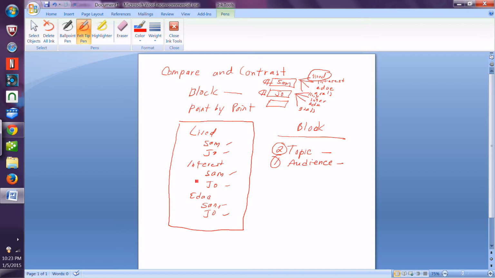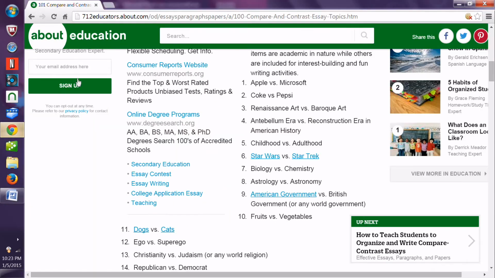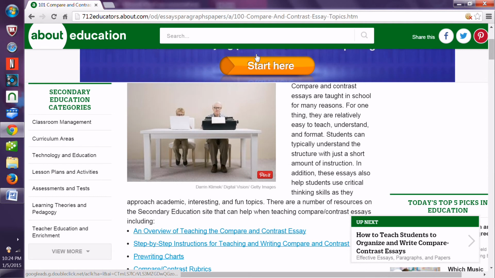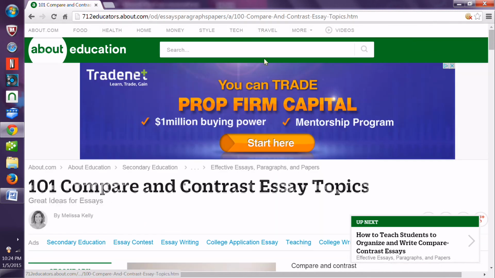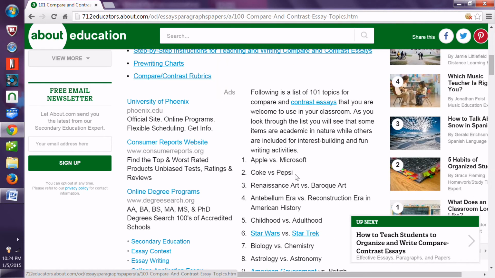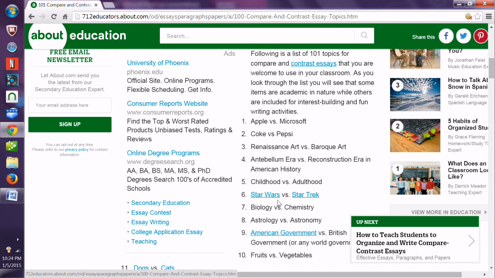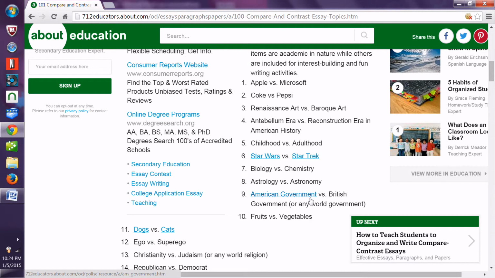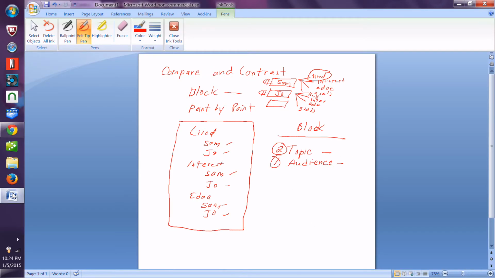And the best way for this class anyways is just go online and research compare and contrast essay topics, and find one that you like. And I want to approve it before you start writing on it. Apple versus Microsoft, Coke versus Pepsi, Renaissance versus, I don't know how to say that, childhood versus adulthood, Star Wars versus Star Trek. So pick something you're interested in and actually want to learn about, and choose that topic for your compare and contrast essay.